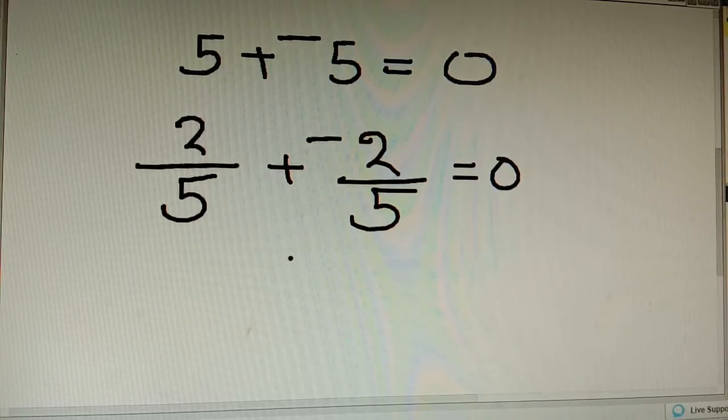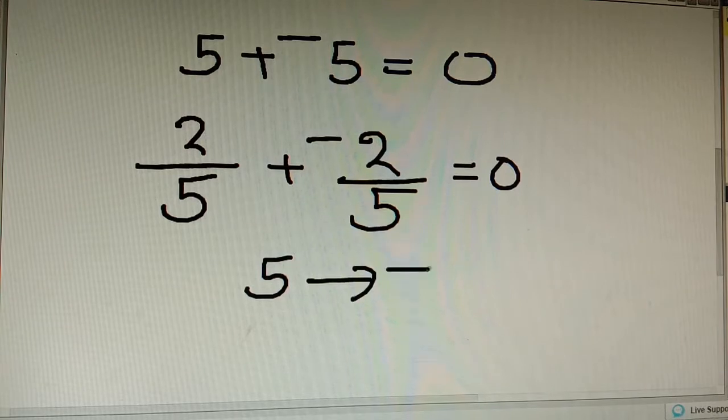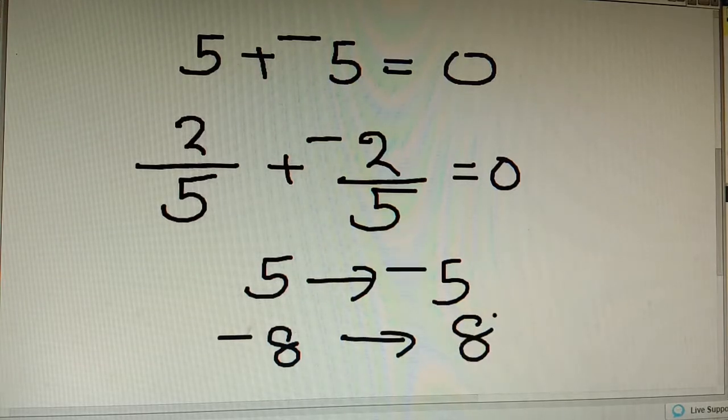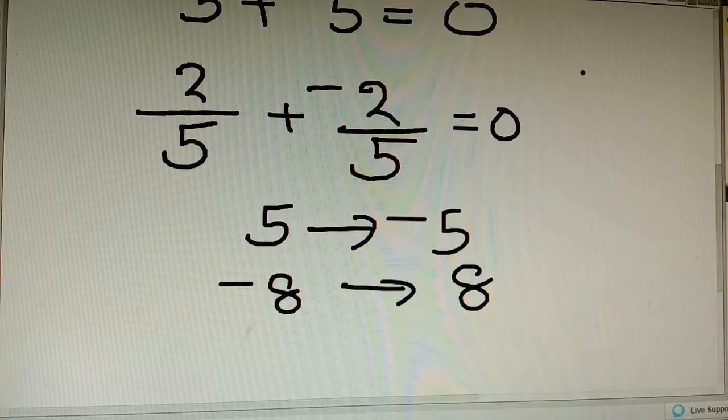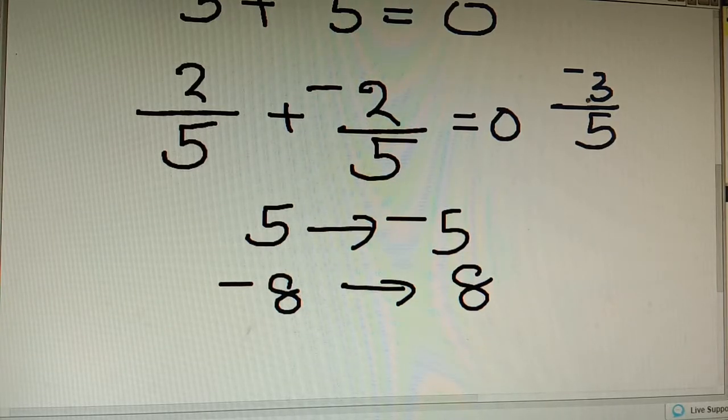So additive inverse of 5 is negative 5. Then additive inverse of negative 8 is positive 8. Then additive inverse of negative 3 by 5 is positive 3 by 5. So negative of a rational is known as its additive inverse. So you will be clear: additive identity means 0 and additive inverse is negative of that number.